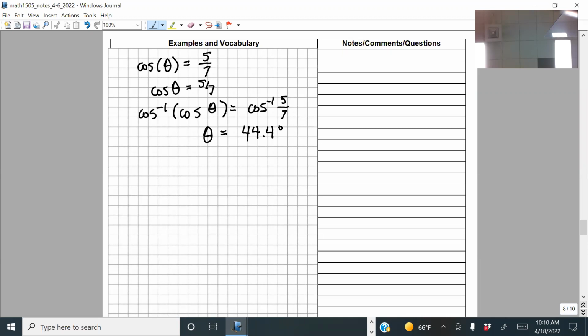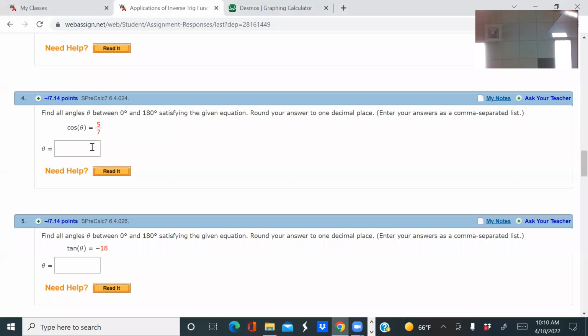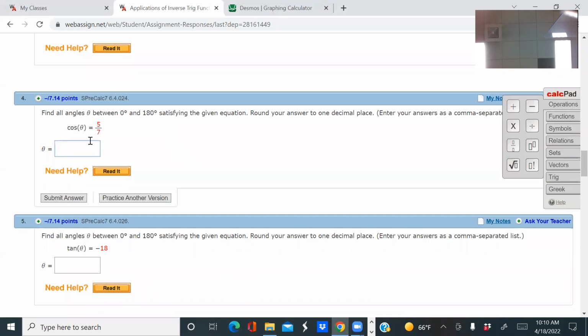Yeah, Amanda. Yeah, really? Okay. Even with the 5/7. Oh, all right. So, oh, okay. Well, let's try this one then and see. Let me try it and see what happens. So, you know, WebAssign is programmed wrong sometimes. So find all angles. Oh, let's be careful now. Find all angles from 0 to 180 degrees. So is there another one?